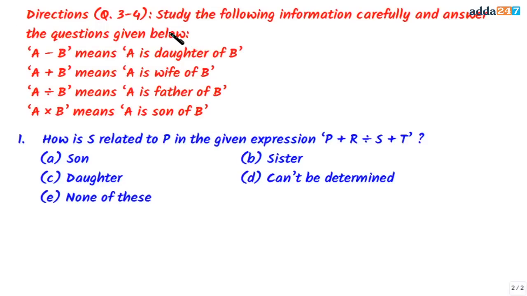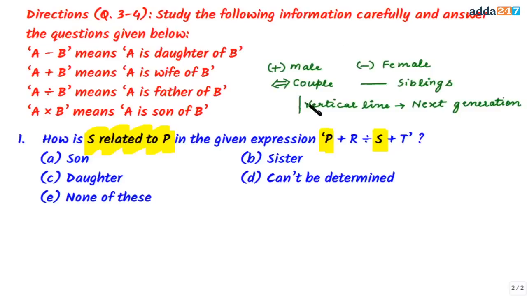Let's do question number 3 and 4. Here we have to study the following information carefully and answer the question given below. This is the information which is given, and what is asked here is, how is S related to P in the given expression? In this given expression we have to find the relation between P and S. These are the options. Let's see which is the correct option. Once again, we will make use of these symbols.